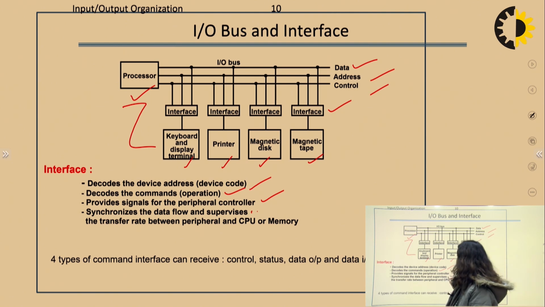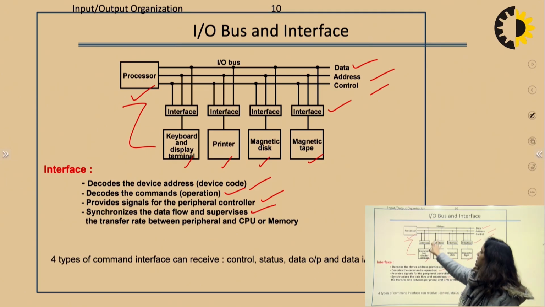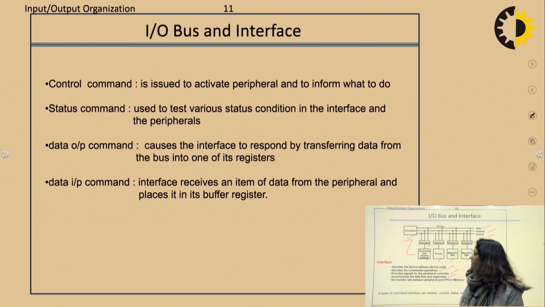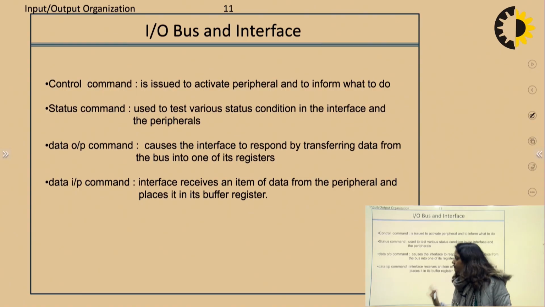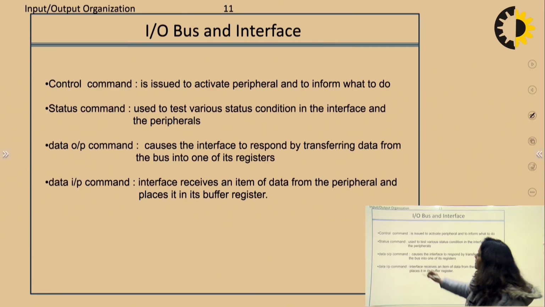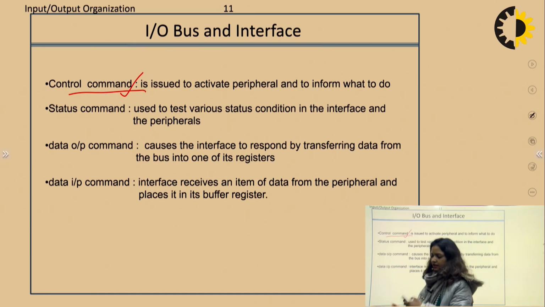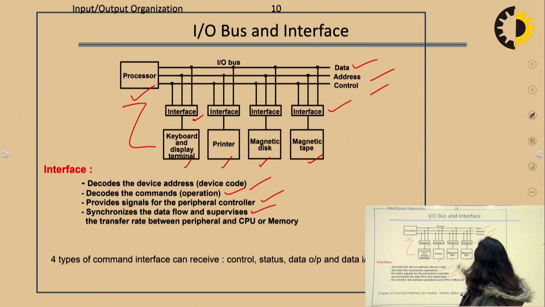Then we have the synchronization of the data flow and the supervision. So these are the tasks performed by the interface inserted in between the processor and the input-output devices. It will basically have 4 commands. First is our control command, which is used to activate the peripheral and to inform it what to do. This command is generated on the control lines.